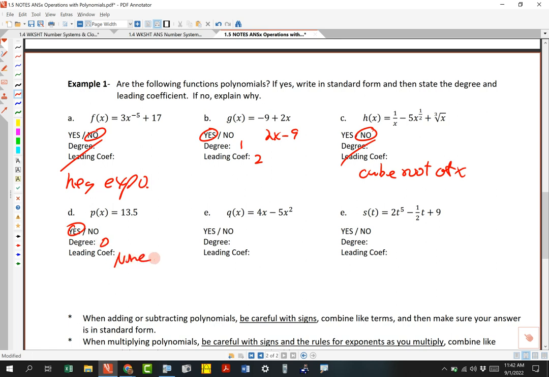There's not a leading coefficient on this. If you were going to say anything on this, the leading constant is 13.5, but it's just a monomial. It's only 13.5, so we really wouldn't use that terminology. We take a look at the next one.